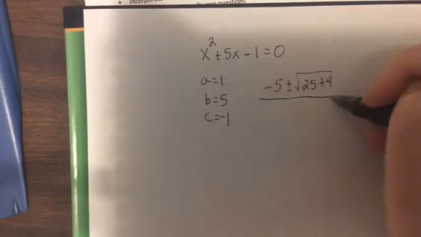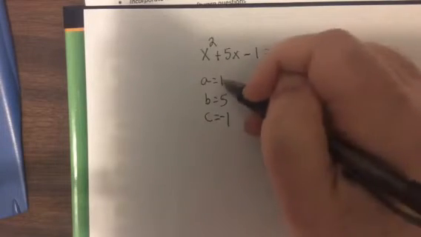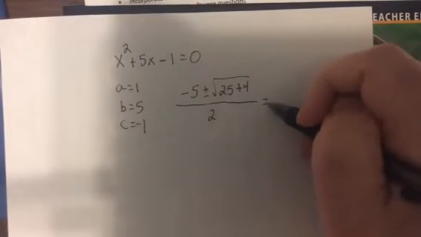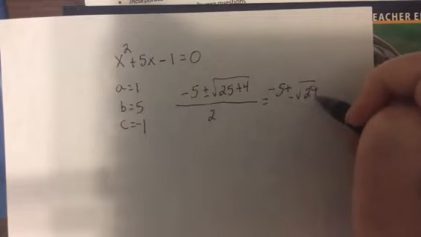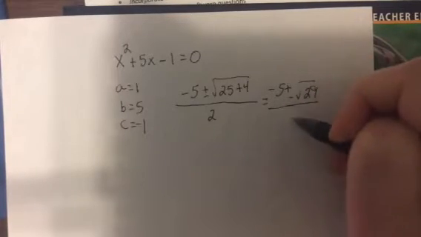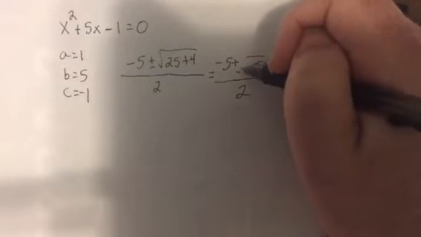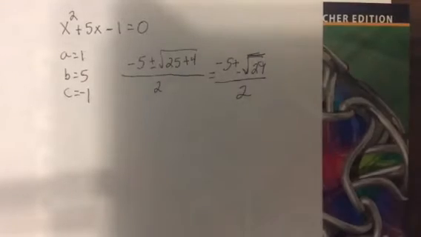All over. Now here's a mistake several of you make. It's all over 2A. 2 times 1 is 2. So it would be -5 plus or minus square root of 29 all over 2. Now a couple of you took the square root of 29 and just changed it to 29. No. You've got to have a perfect square under it, and 29 is not a perfect square. So therefore we're done.